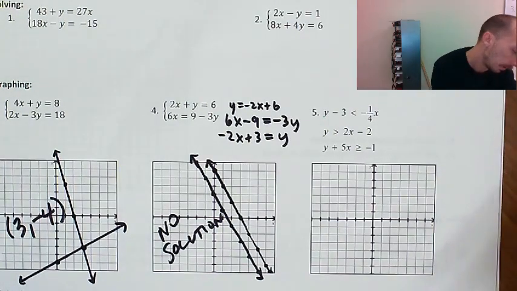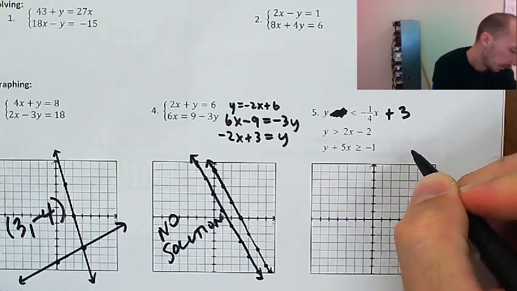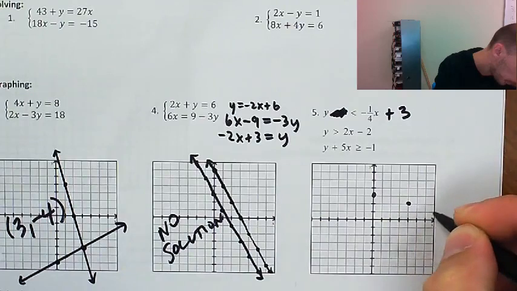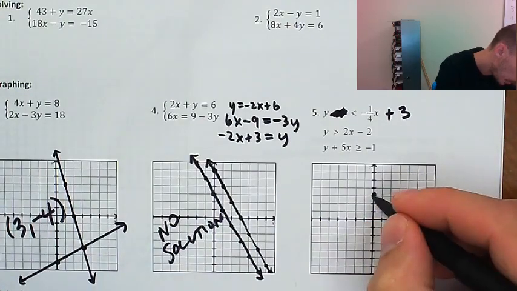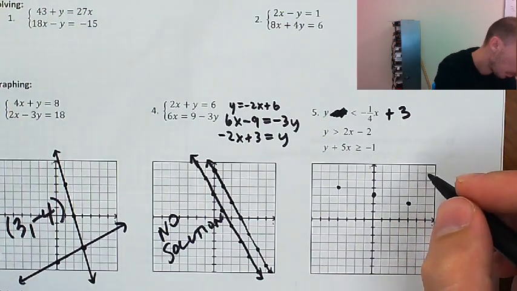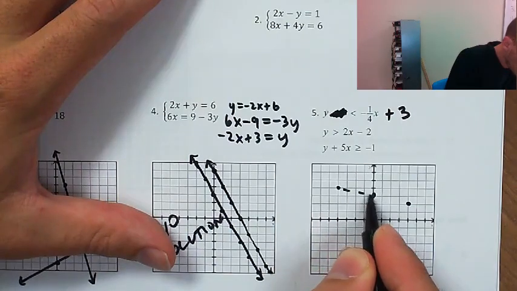Okay. So y minus 3 is less than -1/4 x. I'm going to add 3 to both sides, just like on the piece of paper. Okay, so -1/4 x plus 3. Negative 1/4. So it's going to go up 1 when it goes over by 4. And this is going to be a dotted line scenario.